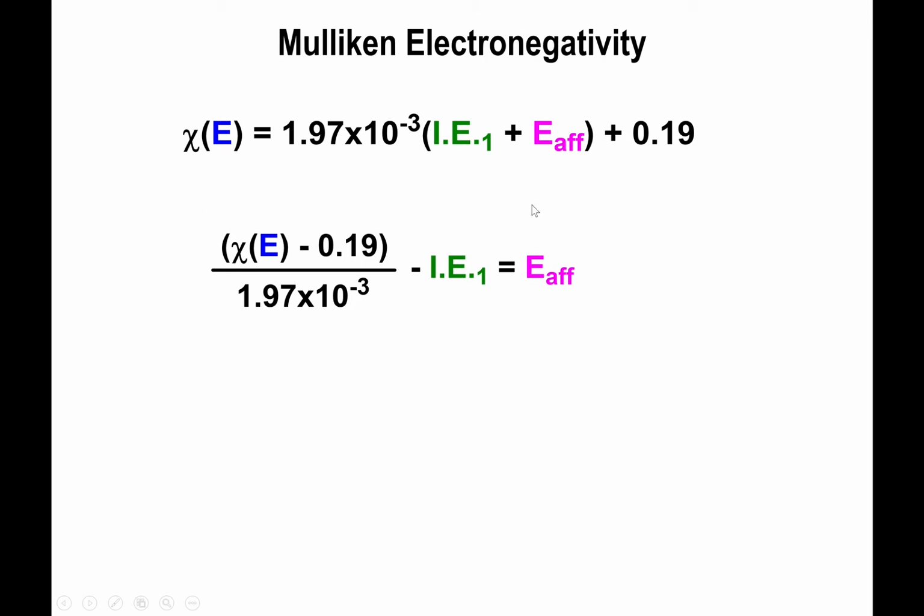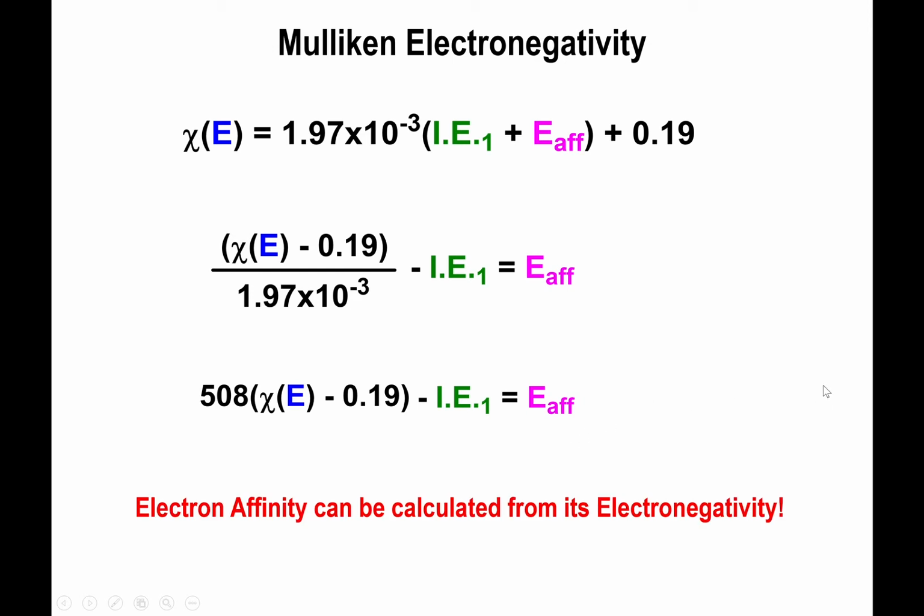But since electron affinity is making an appearance in the equation, and I showed you in previous videos that approximating the electron affinity wasn't really all that good of a process, what I'm actually going to use the Mulliken electronegativity for is as a means of finding out the electron affinity via approximations. If you subtract 0.19 from both sides and divide by 1.97 times 10 to the negative 3, you end up with the summation of electron affinity and ionization energy. Subtracting the ionization energy from both sides isolates the electron affinity. And 1 divided by 1.97 times 10 to the negative 3 is the same thing as 508. So if you multiply 508 by the electronegativity minus 0.19, and from that you subtract the first ionization energy, you yield the electron affinity.